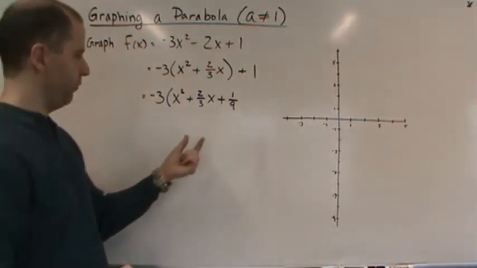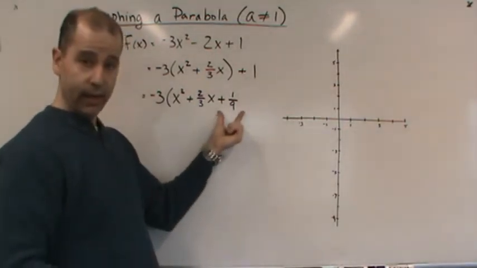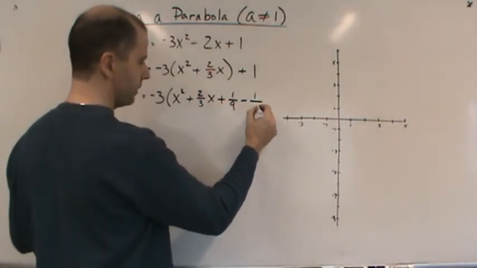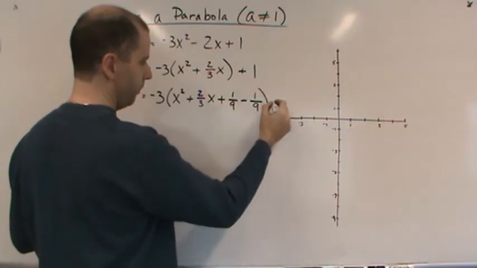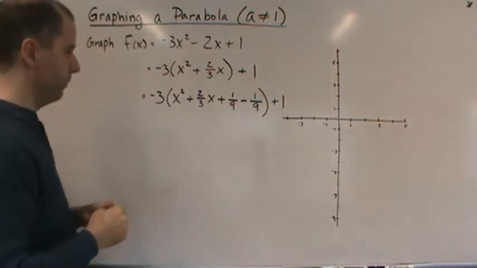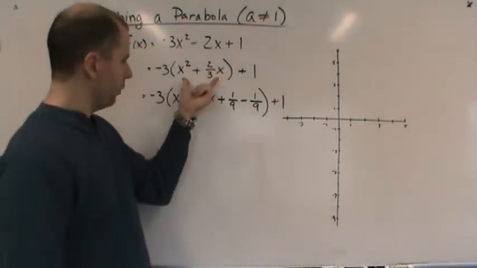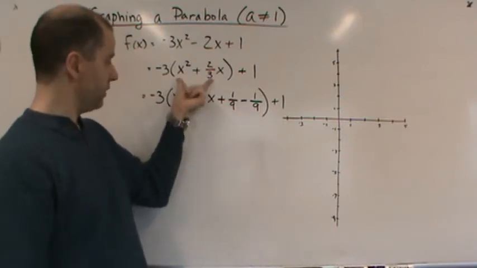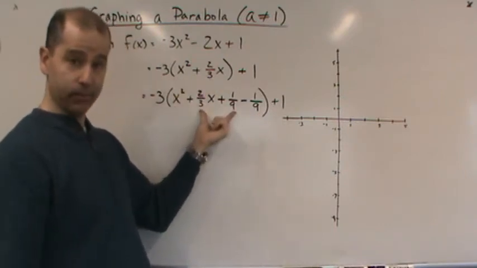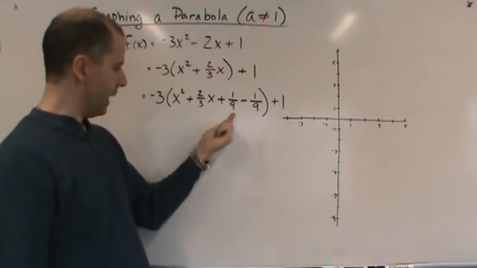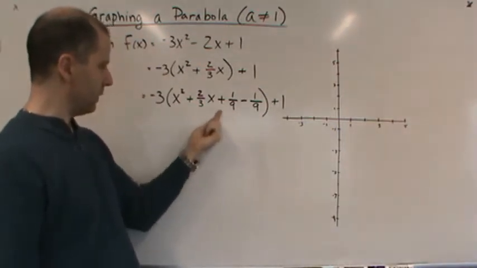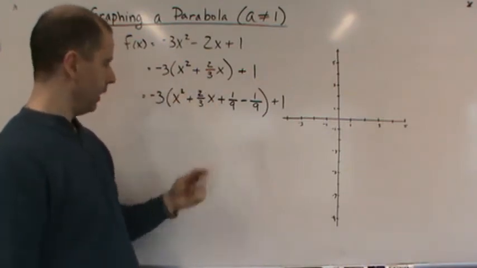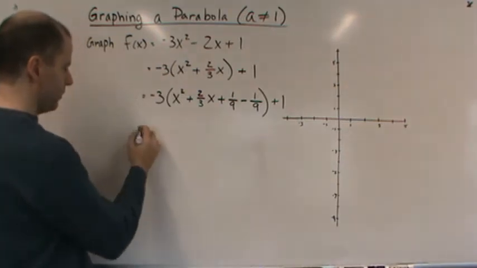Okay? But again, if I'm going to add 1/9, I also have to subtract 1/9, so that the net effect is 0. And then I'm just going to carry the plus 1. Okay? So all I did going from here to here was basically add 0. So this and this are the same. Okay? But now I can play with this piece here, because this piece, by completing the square, is a perfect square. And so now I can rewrite this as follows.